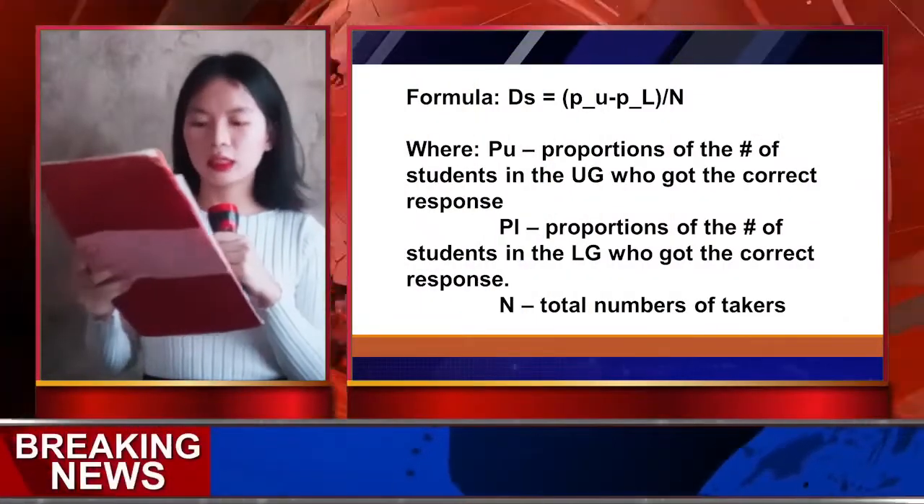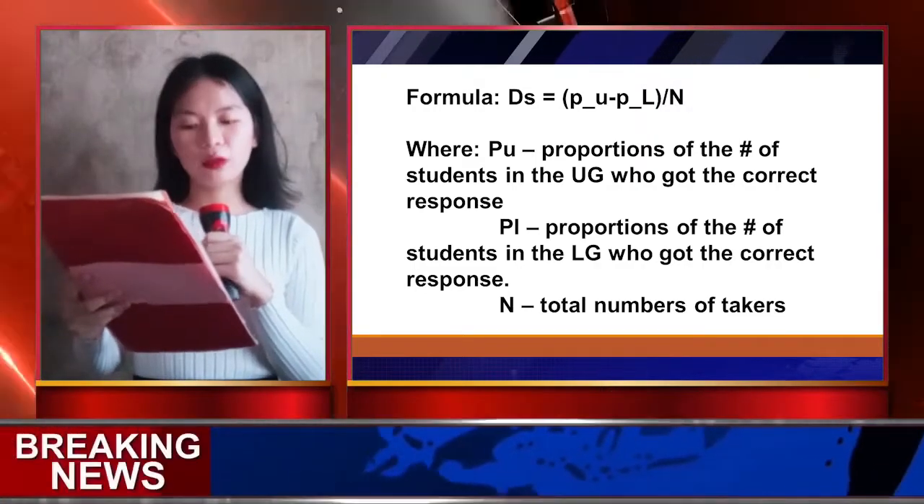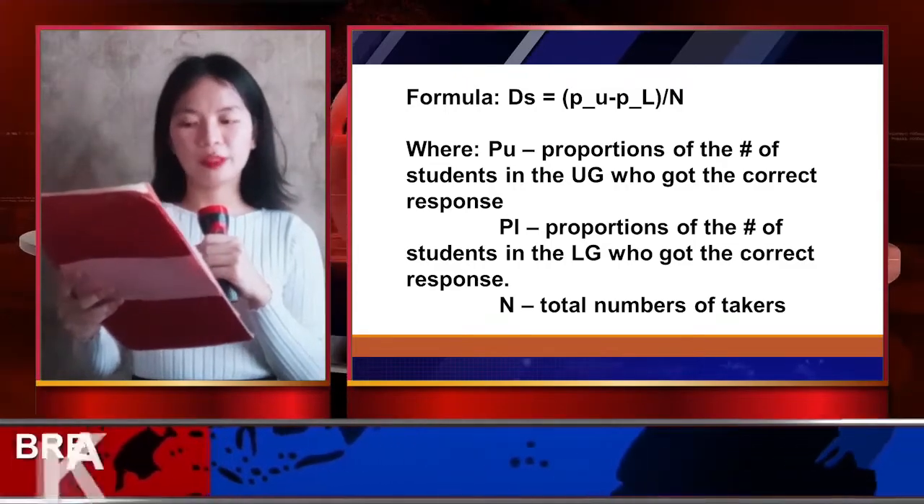Thank you, Ms. Hazel. Now I'm reporting to you the discrimination index. The discrimination index is the difference between the proportion of correct responses of the students in the upper group and the proportion of the students in the lower group. It refers to the power of the item to discriminate between students who score high and low in the overall test. Here is the formula: discrimination index equals PU minus PL divided by N, where PU is the proportion of the students in the upper group who got the correct response.